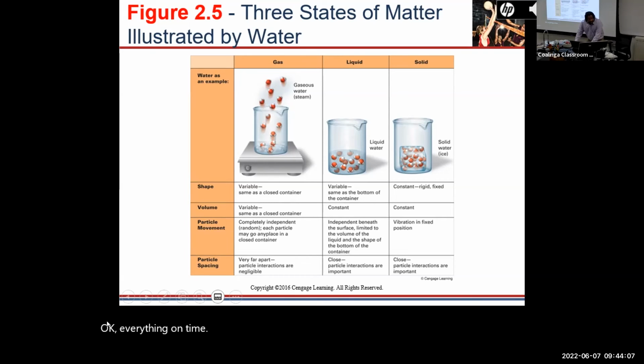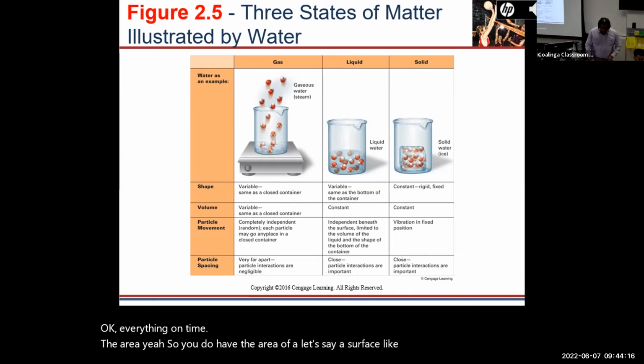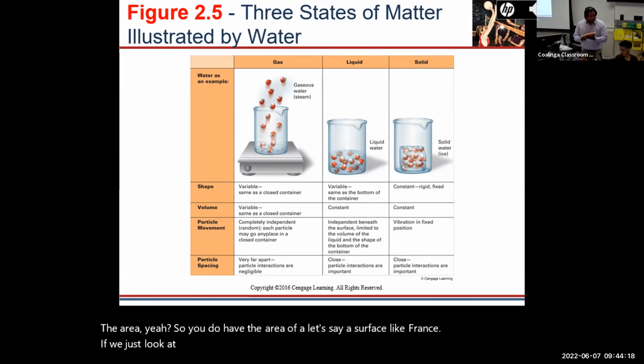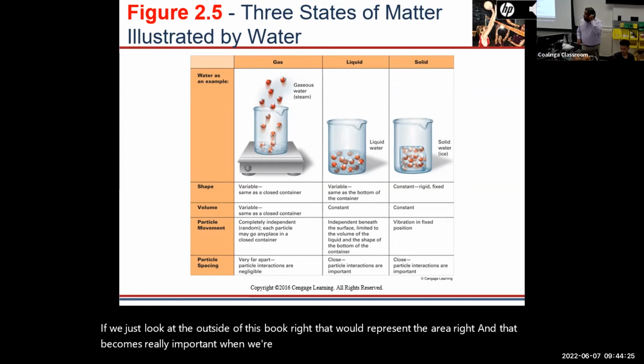Isn't there something else, like the area of it? The area, yeah. So we do have the area of a, let's say, a surface. For instance, if we just look at the outside of this book, that would represent the area, right? And that becomes really important when we're talking about reactions.